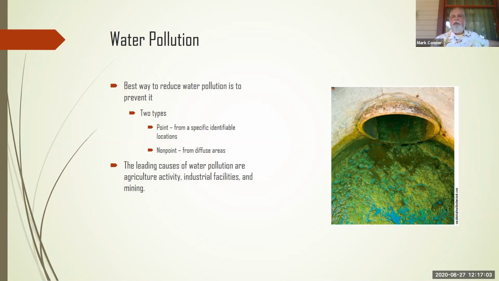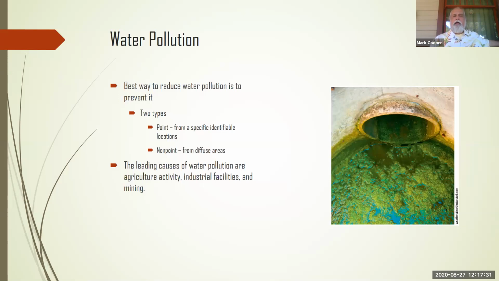Point pollution is where you can see it, like in the picture on the right. Here's a pipe, things are coming out. You can see some eutrophication going on. That is a point source. Non-point would be from a diffuse area where I've got a river and I can see a bunch of plastics or trash, and I might not be able to tell directly. There's no one pipe. It's coming in from lots of different sources.